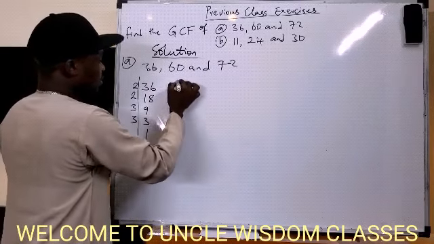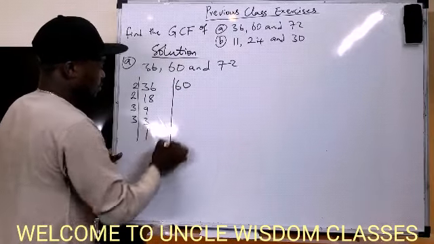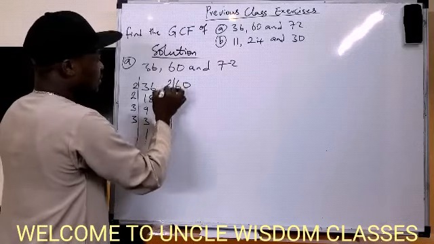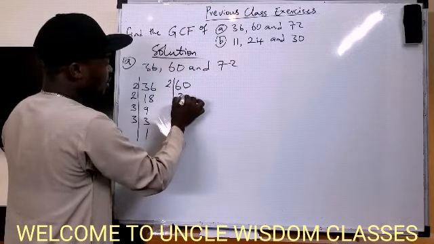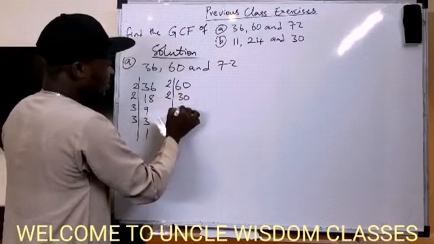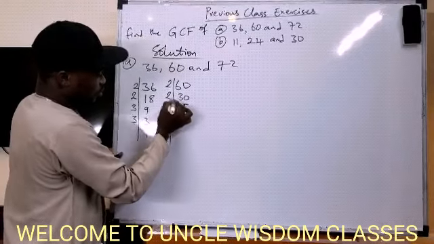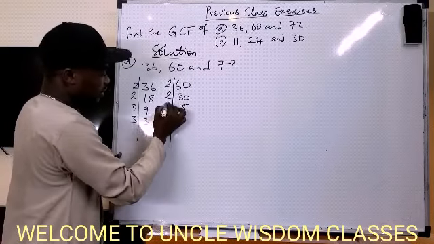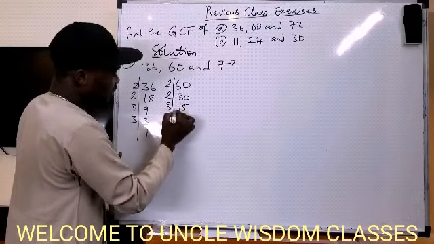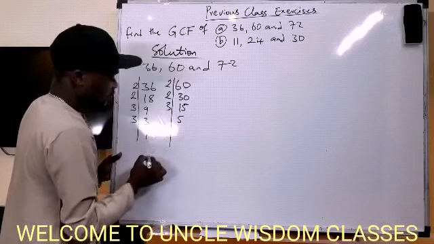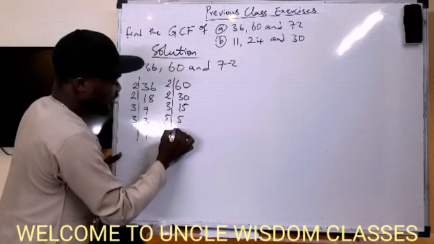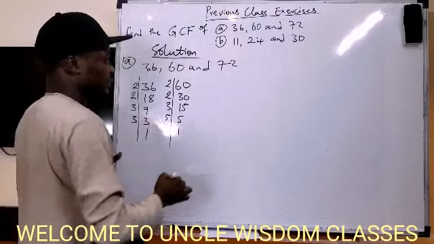We'll take number 60. 60 divided by 2 will give us 30. 30 divided by 2 will give us 15. 2 cannot divide 15 again, so we take 3. 15 divided by 3 will give us 5. Then 5 divided by 5 will give us 1.